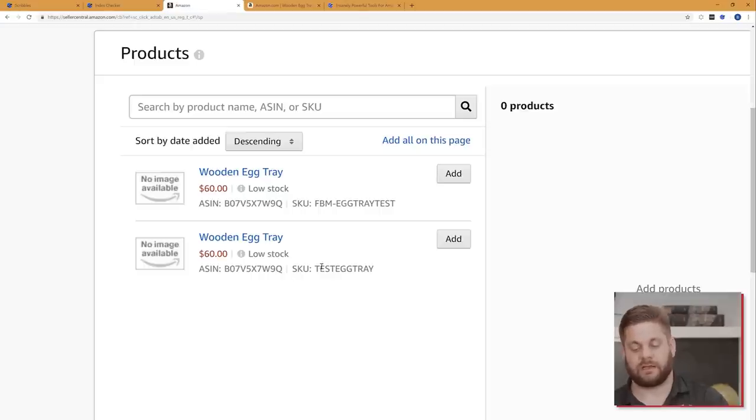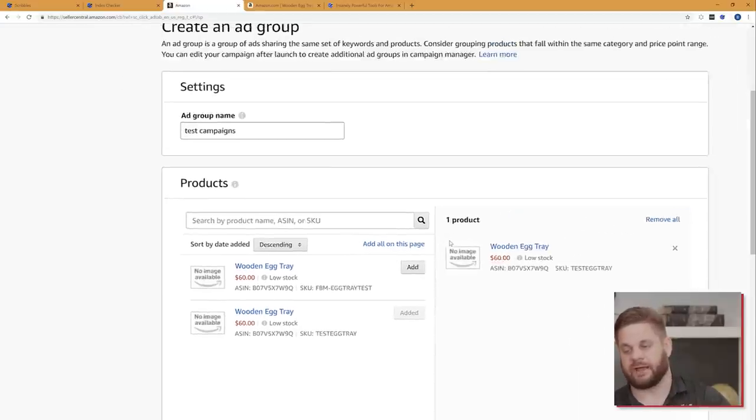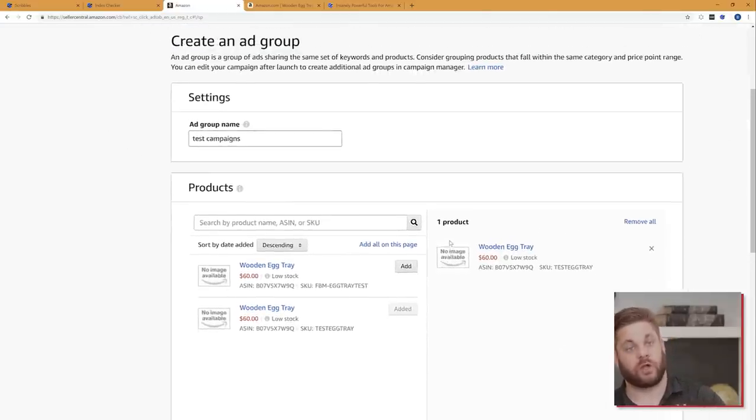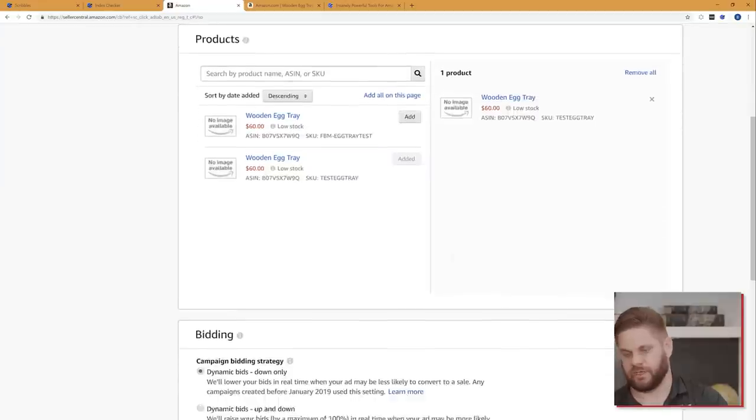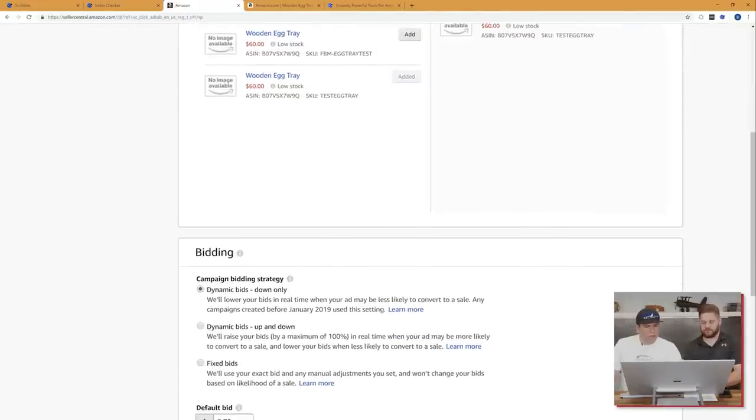Now, keep in mind here that we had two offers for this same product. Remember, we set up a fulfilled by merchant, and then we set up a fulfilled by Amazon. We're actually sending our products into Amazon in the next couple days. So we're going to go ahead and set this up for the bottom SKU, which is the FBA listing. We don't want to run an ad on our current fulfilled by merchant listing. We only did that to check our indexing. All right, so I got that set up.